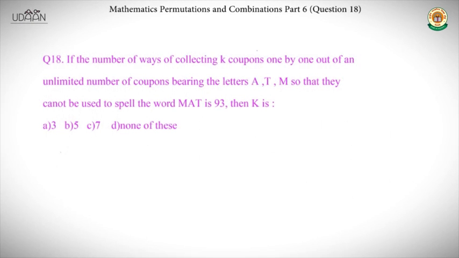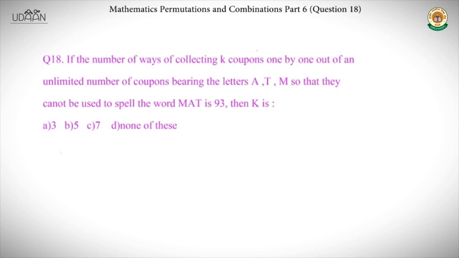So now we move to question number 18. It says, if the number of ways of collecting k coupons one by one out of an unlimited number of coupons bearing the letters A, T, M so that they cannot be used to spell the word MAT is 93, then we have to find the value of k. The options are: option A is 3, option B is 5, option C is 7, and option D is none of these.